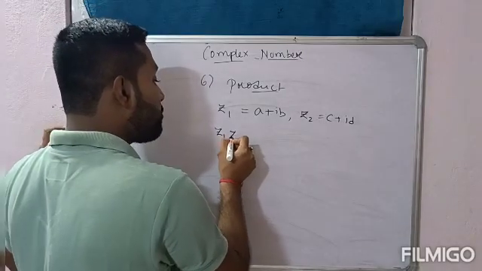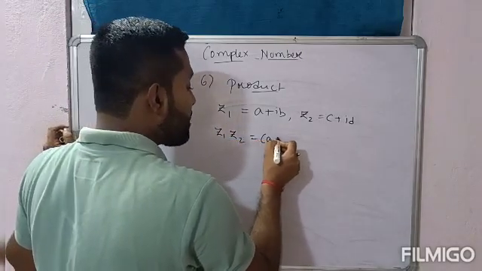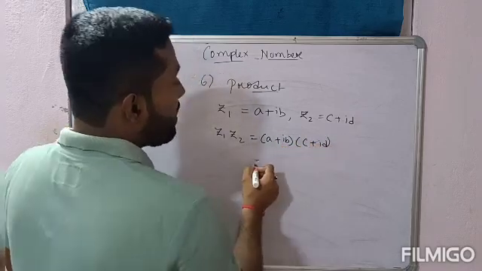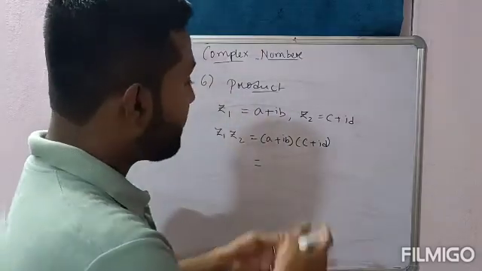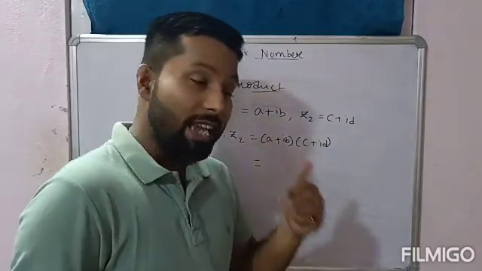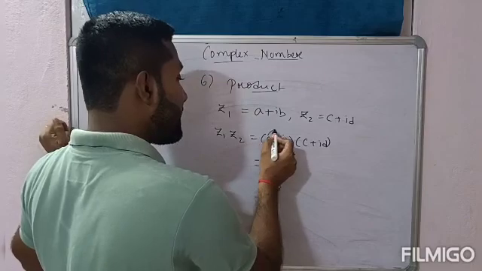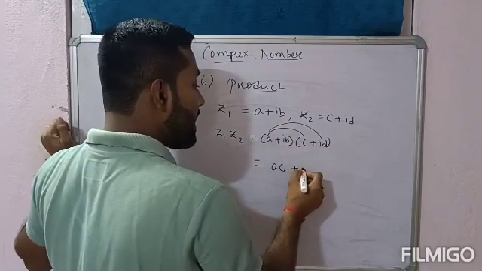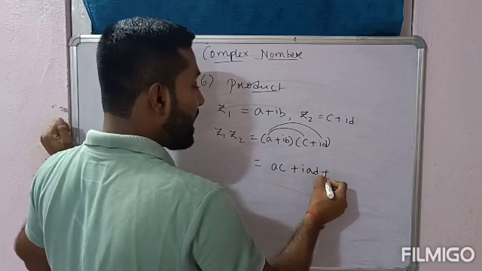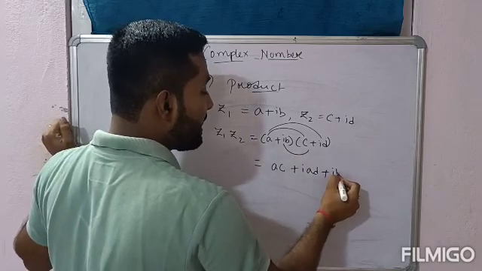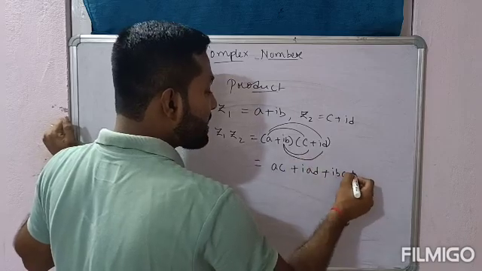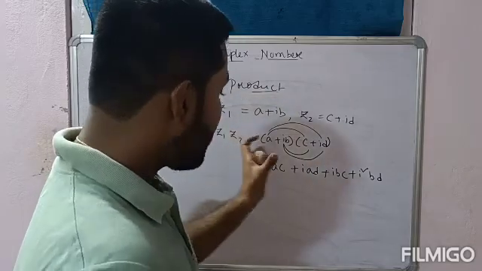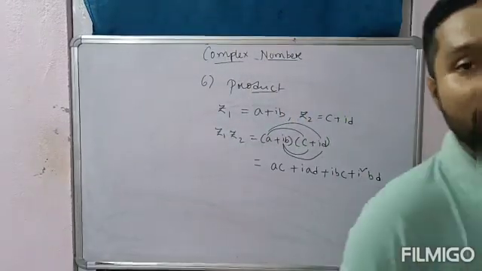Therefore we have to find the product z1 into z2, so (a plus ib) into (c plus id). Product means multiplication, so here also we expand like normal algebra: a into c, ac, plus i into ad, plus i into bc, plus i into i, i square into bd. Just normal multiplication, the way expansion is done.